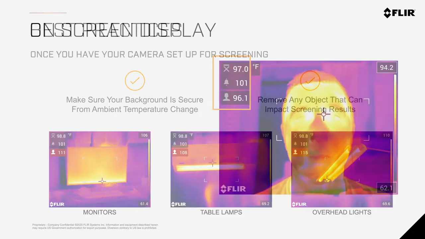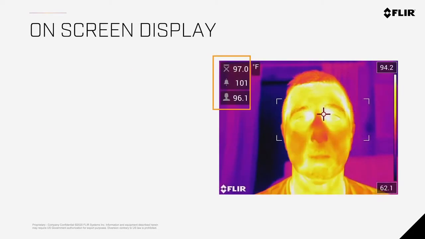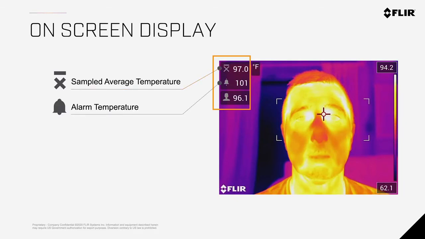Let's turn our attention over to the on-screen display. On the screen, you will see 3 temperature boxes displayed in the upper left-hand corner. The topmost box displays the average temperature. The middle box displays the set alert temperature, which can be adjusted in the screening mode setup page. And the bottom displays the current subject's skin temperature.